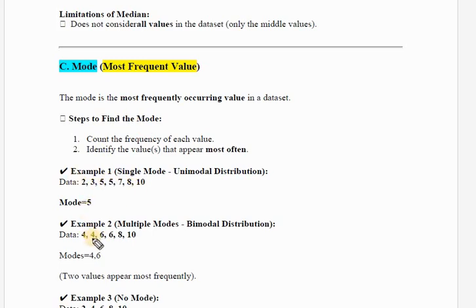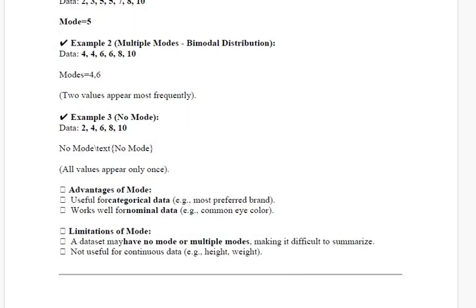In this data, we have two values being repeated, so our modes will be 4 and 6. The steps are very easy: count the frequency of each value, identify the value that appears most often, and that becomes the mode. So the same here, I have already told you 4 and 6 are the modes here. Here there is no repetition, so we cannot say there is any mode.